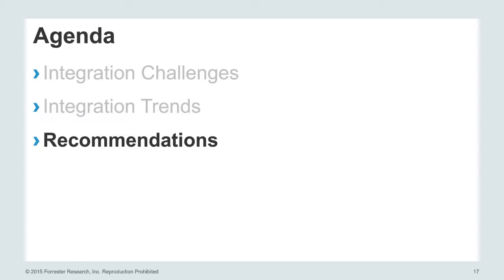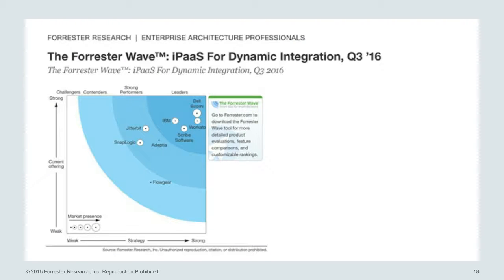So let's move on to some recommendations that we have collected through the wave that we published in the last quarter. As you can see, Scribe is very well positioned as a leader, but we think that even the strong performers and sometimes some of the good contenders can be useful also. But it highly depends on the way you want to deploy, who will provide you and support you in terms of services, integration.